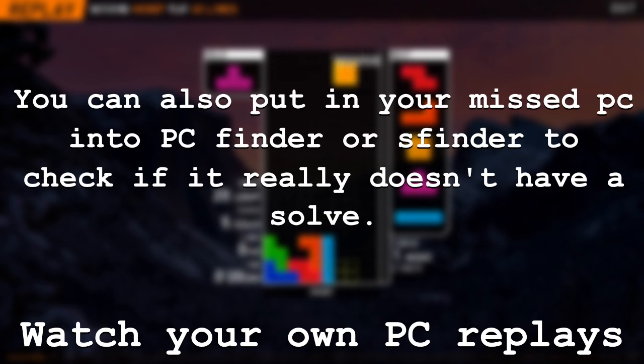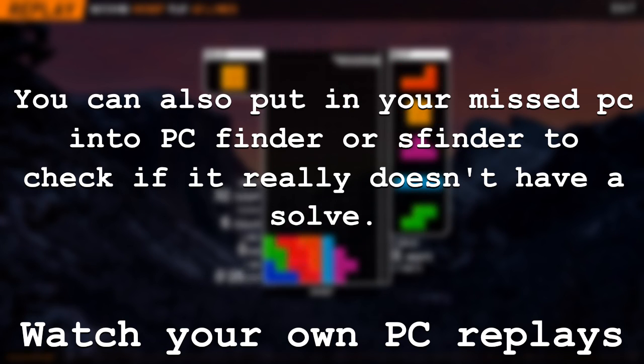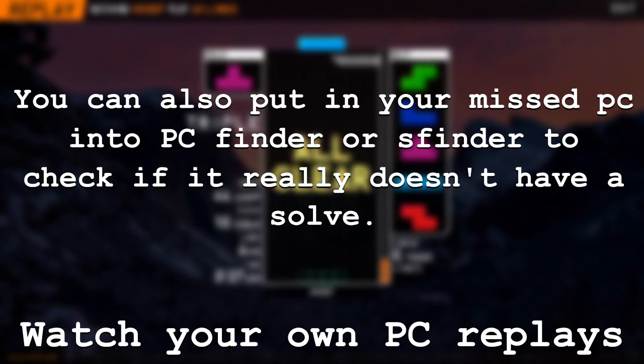You can also put in your missed PCs into tools such as PC Finder or S Finder to check if it really did not have a solution. However, use this as the last resort.